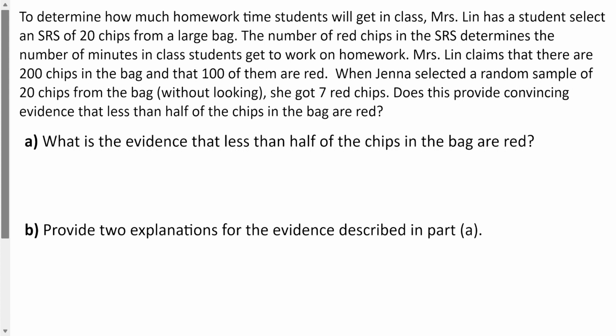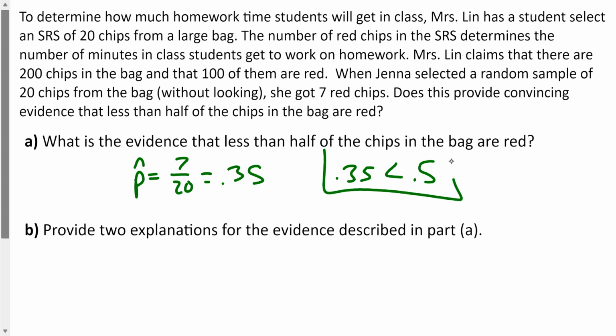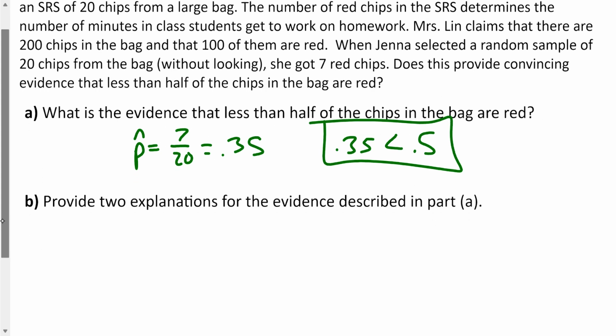Well, let's break it down. Question A says, what is the evidence that less than half of the chips in the bag are red? Well, don't overlook the obvious. This is a proportion. From our sample, our p hat was 7 out of 20 were red. That is 0.35. And note that 0.35 is clearly less than 0.5. That's our reasoning. Is that enough evidence? Well, we're going to look a little bit more closely.